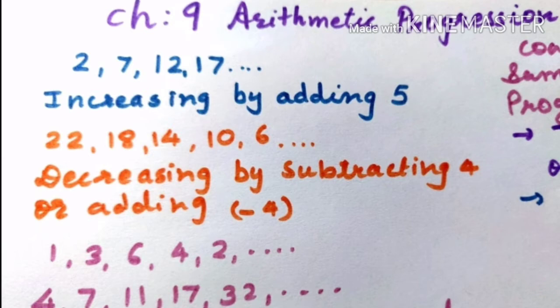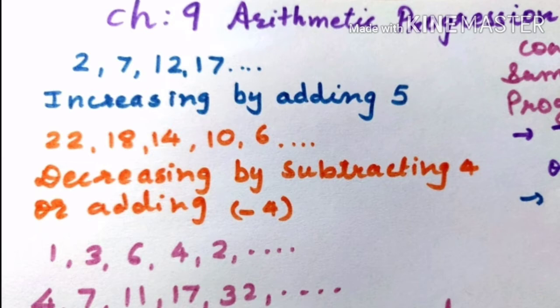Here one sequence is written, it is 2, 7, 12, 17. You can see this sequence is in increasing order: 2, then if I add 5 to it I get 7, then again if I add 5 to 7 I get 12, and plus 5 I get 17, and so on. So this is the increasing order by adding 5.